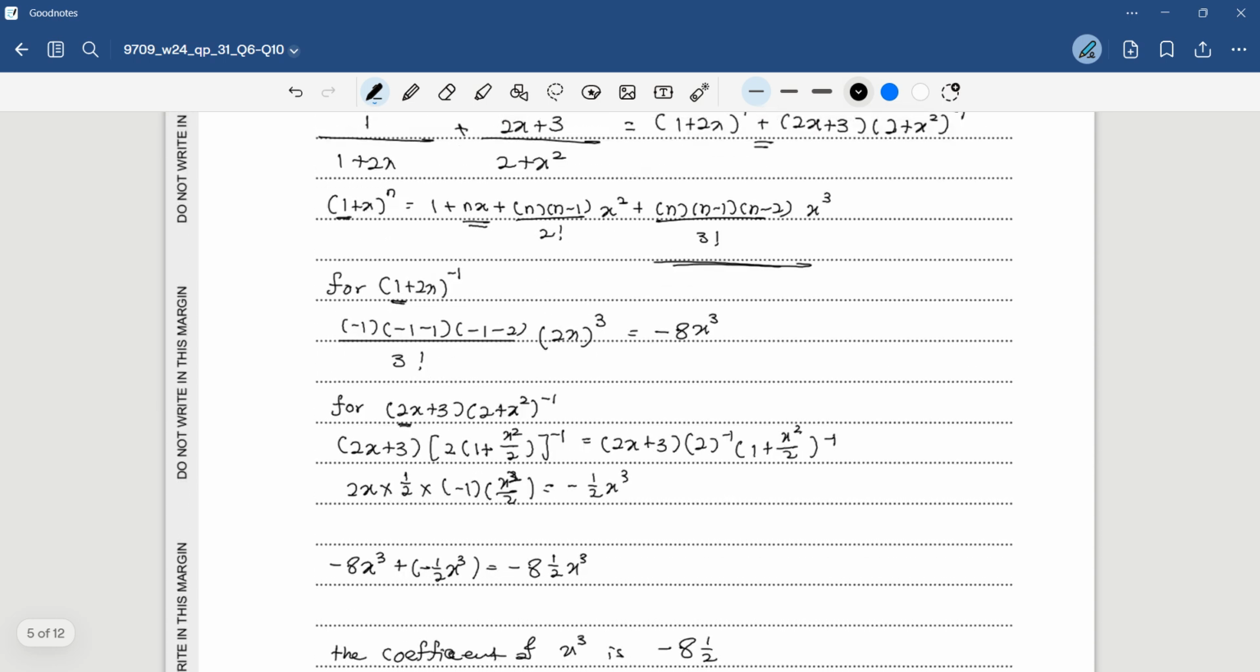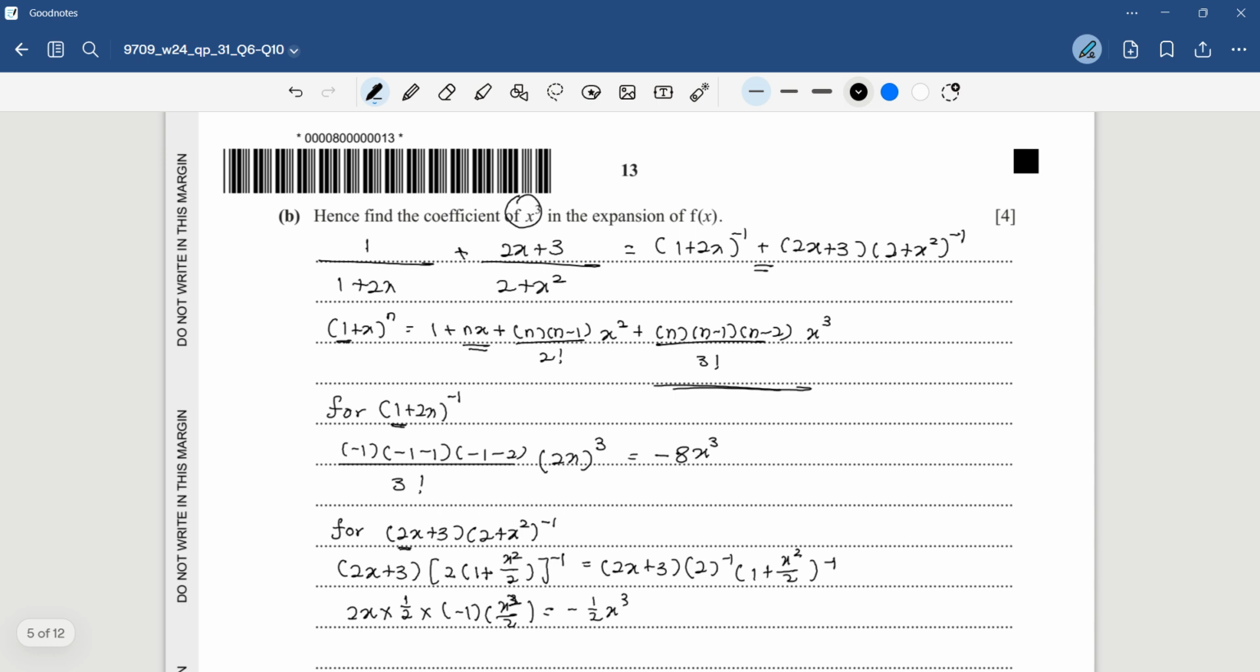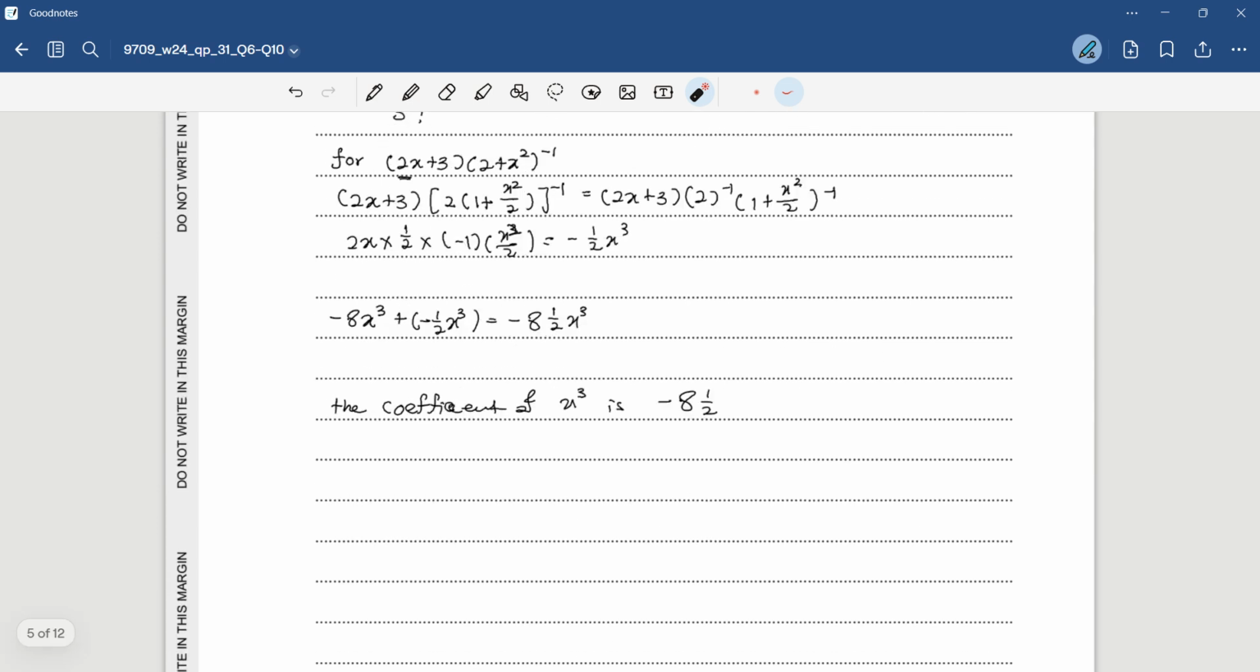Okay, so for this question you don't need to expand the whole thing. You just need to know what coefficient you need to find. Especially when it comes to the first one, you just need to use this one in order to find the cubic, whereas for this 2x multiplied with x squared, you will get x to the power of 3. So I just need nx, that's all. You don't need to do all the expansion or multiply everything. You can simplify your working.